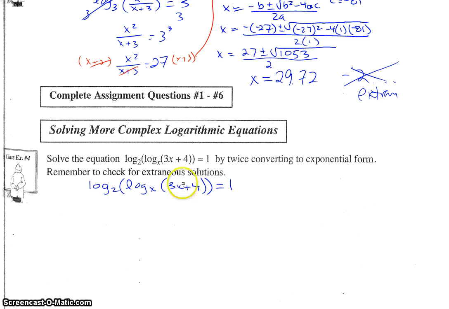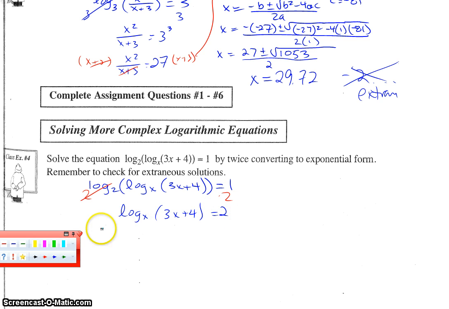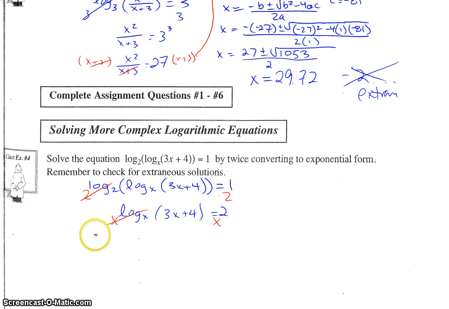So to get at the ultimate x inside, we want to first start peeling it like an onion. We're going to get rid of the log base 2 on the outside here by going 2 to the power on both sides. That gets rid of that one. So now we have log base x of 3x plus 4 equals 2, and we are going to get rid of the other log by going like this. Raise both sides again to whatever base was on the log. This time it was x. And now we have 3x plus 4 equals x squared.